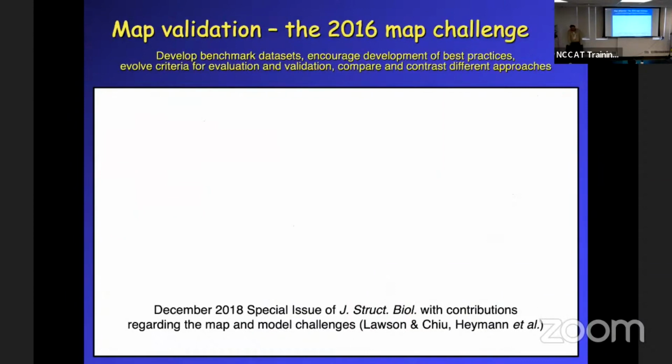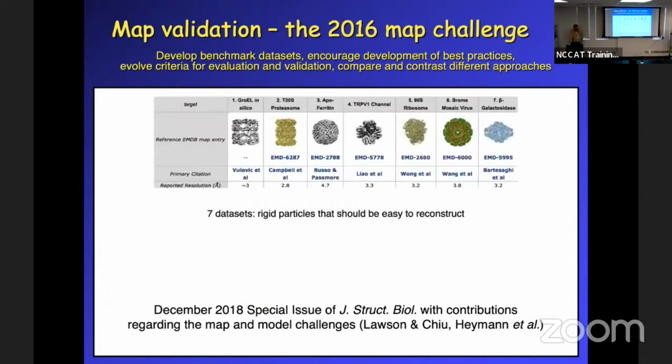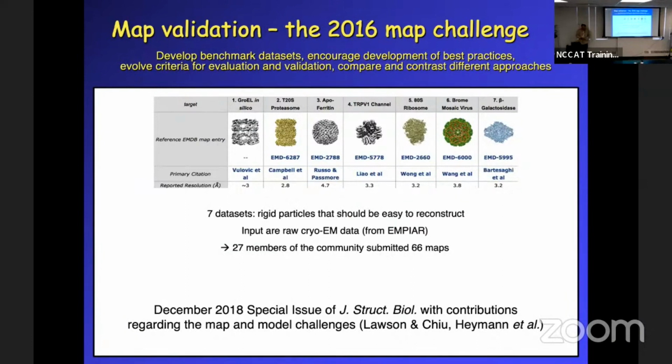And so I want to get back, as the last point, to this map validation challenge. What they did was they had 7 maps that were in the EMDB. And just to note, this was from rigid particles, so you don't have to worry about local resolution. It should pretty much all be the same resolution. They gave the data from the EMPIAR archive, and then they basically told them, get us maps out of this. And 27 groups did this. They ended up producing 66 maps.